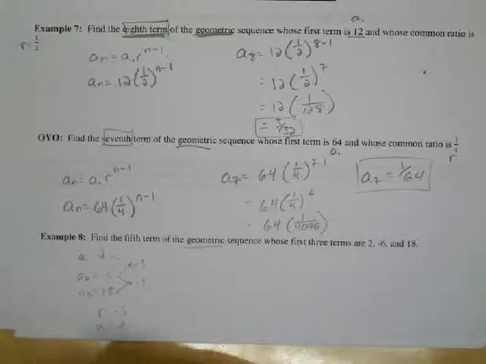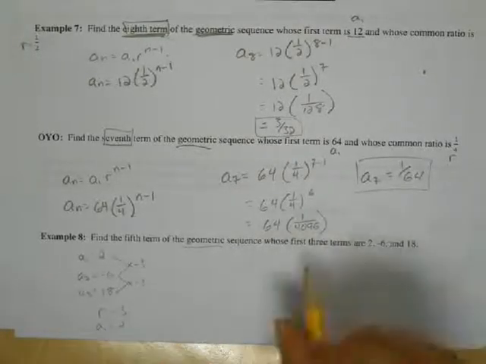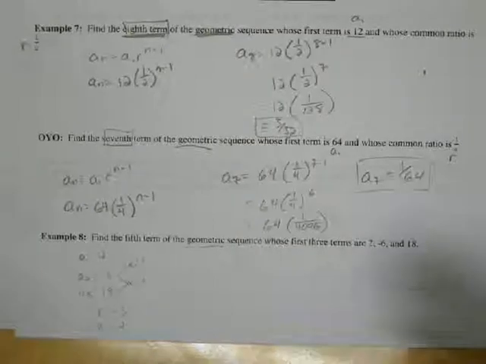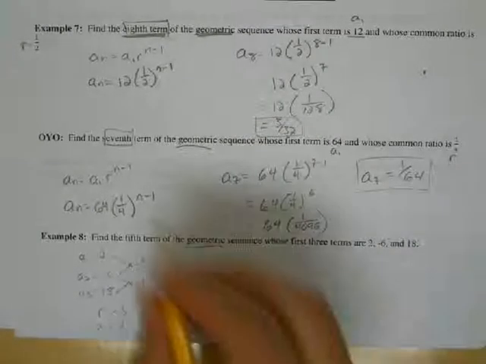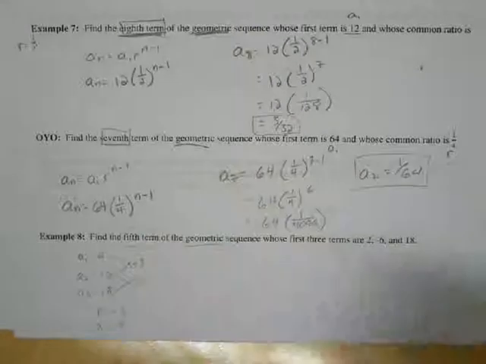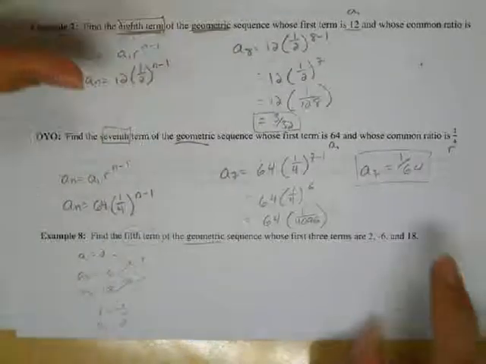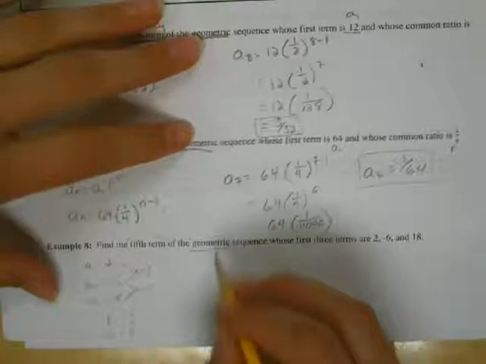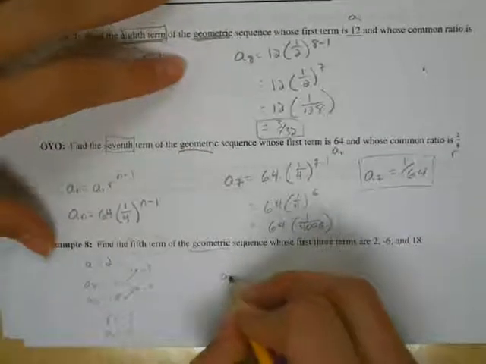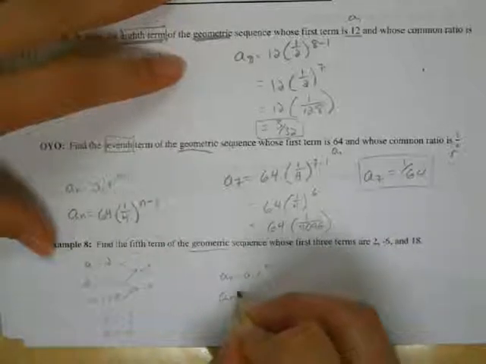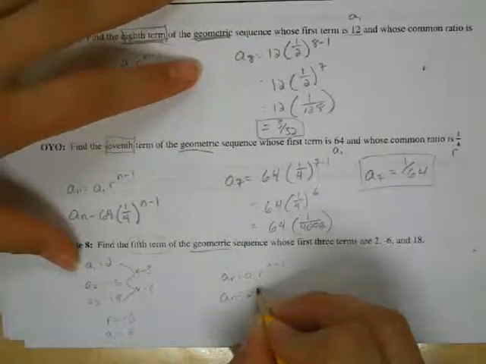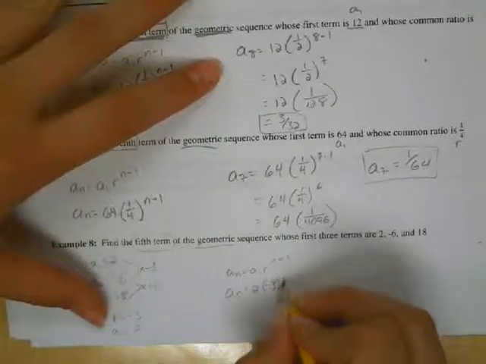Now from there you can either keep multiplying or you can use your formula. I'm going to use the formula because I think it's easier than trying to do it over and over again. Because they want the 5th term, although I could just go from here and do times -3 and times -3, I'm going to do the formula just because. So A sub n equals A1 times R to the n minus 1. So A sub n is 2 times -3 to the n minus 1.